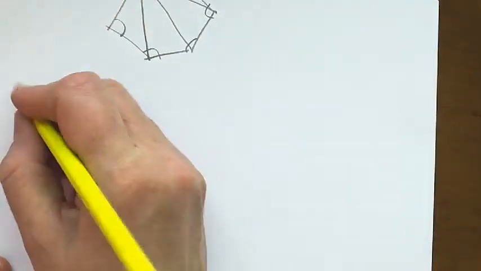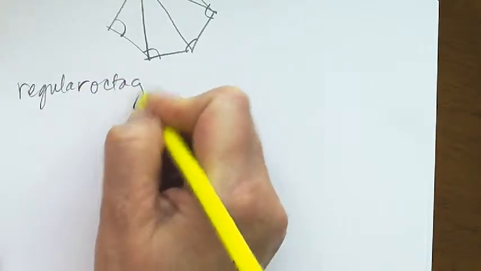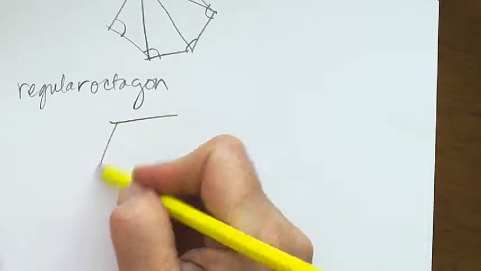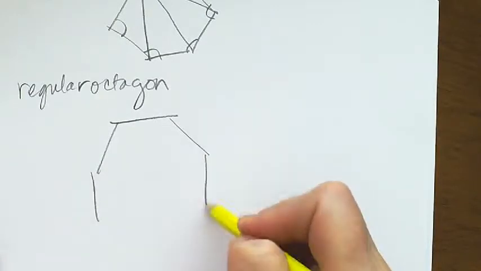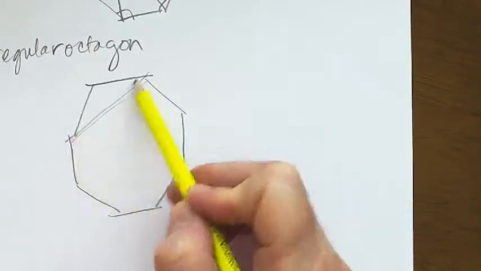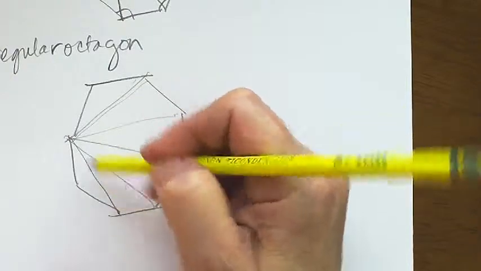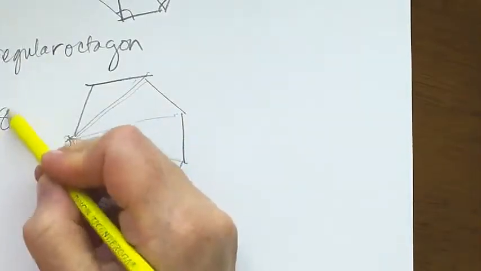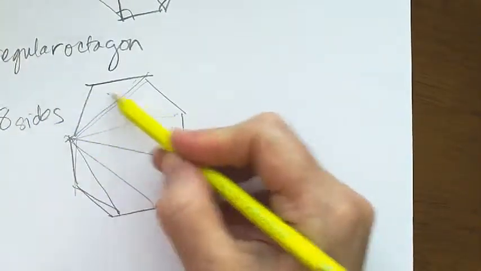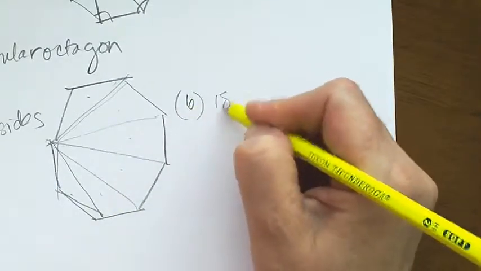So if, let's say, for example, we're doing a regular octagon, 8 sides, all of them equal. Okay, I'm going to draw the triangles just to reinforce this idea. You don't have to do this. Okay, so I have 8 sides. I have 1, 2, 3, 4, 5, 6 triangles, so I'm going to do 6 times 180.